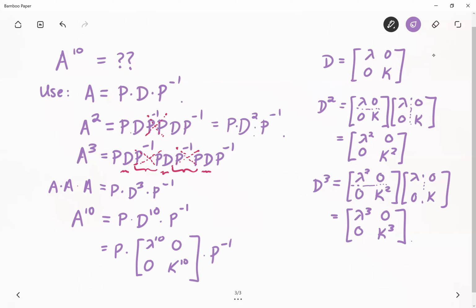P inverse. So on the left-hand side, calculating the 10th power of a matrix directly requires 9 matrix multiplications. Multiply A by itself 9 more times. Over on the right, you've only got 2 matrix multiplications. So in general, life is a lot easier. To calculate the nth power of a matrix A, you could write that as P times D to the nth power times P inverse. So if you can diagonalize a matrix, if it has enough eigenvalues and eigenvectors, then it's much nicer to calculate a power of a matrix this way.